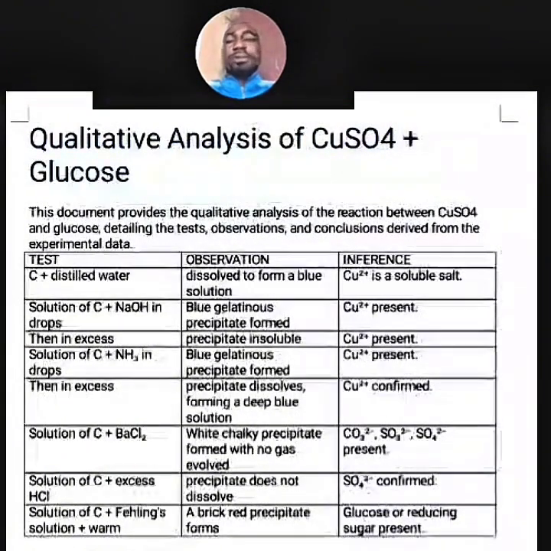Remember, we are trying to predict the forthcoming 2025 chemistry practical. We are predicting the qualitative analysis questions.